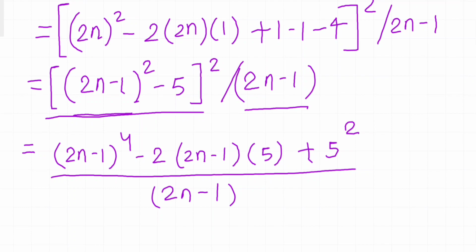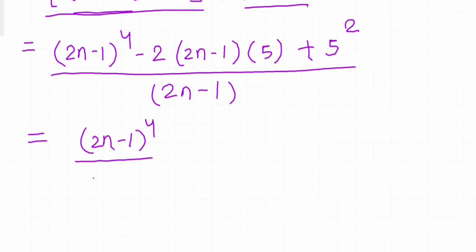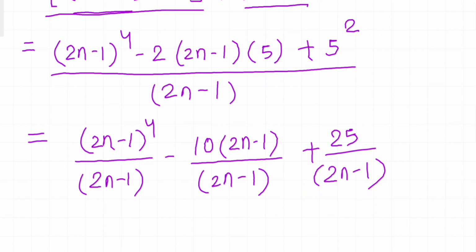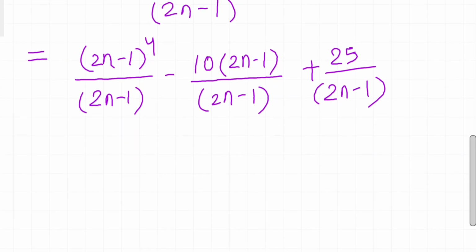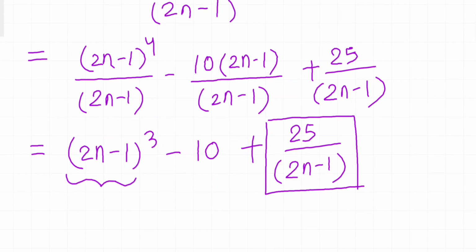And let's divide each term by 2n minus 1, each term of numerator. So I am going to divide 2n minus 1 fourth by 2n minus 1, and then so here you can see easily, because in numerator in first two terms divided by 2n minus 1, in order for this whole expression to be an integer, this part must be an integer, because this is going to be always an integer, this is an integer.